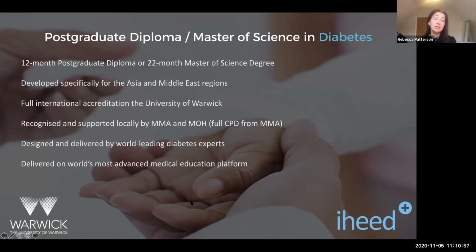As I said, international accreditation is the University of Warwick. We're recognised and locally supported in Malaysia by the Malaysian Medical Association and the Ministry of Health. And you will get your full CPD award and recognition from the Malaysian Medical Association. And we're designed and delivered by world-leading diabetes experts. And the whole curriculum is designed around the IDF recommended curriculum. So it is best practice and is mapping those recommendations in terms of best practice curriculum.